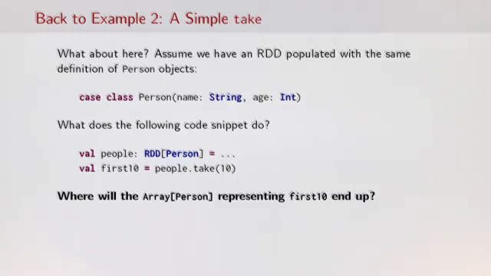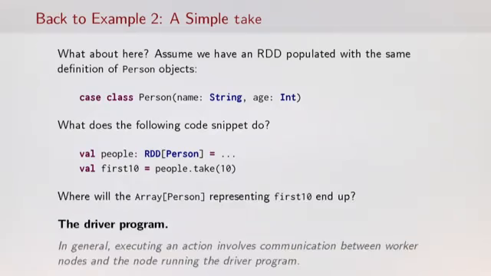Okay, what about the second example here? What if we have this RDD of people and we do people.take? What happens? Where will the array of Person representing the first 10 end up? Well, by now I think you'll guess the driver program, because in general when you execute an action, it involves communicating data back from the worker nodes to the driver program. So you're telling the executor nodes to do this computation and send it back to the driver node. Running an action actually sends data back to the driver. You're giving an order to the worker nodes to do some work, and then the worker nodes are sending their data back to the driver node. So the driver program is the one that has this array of 10 Person objects.